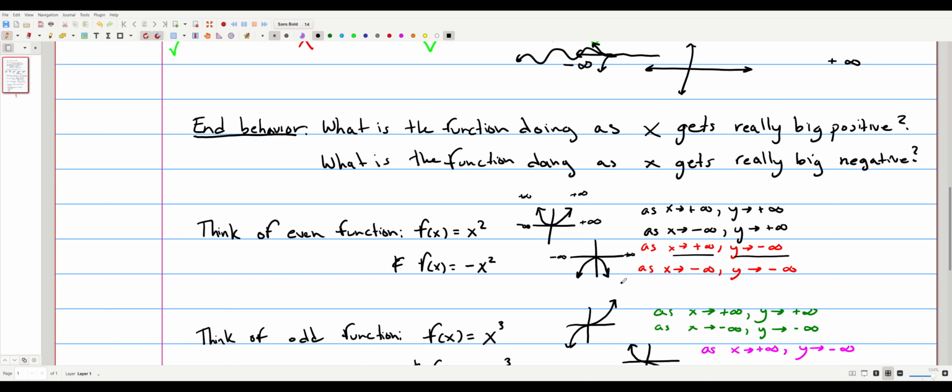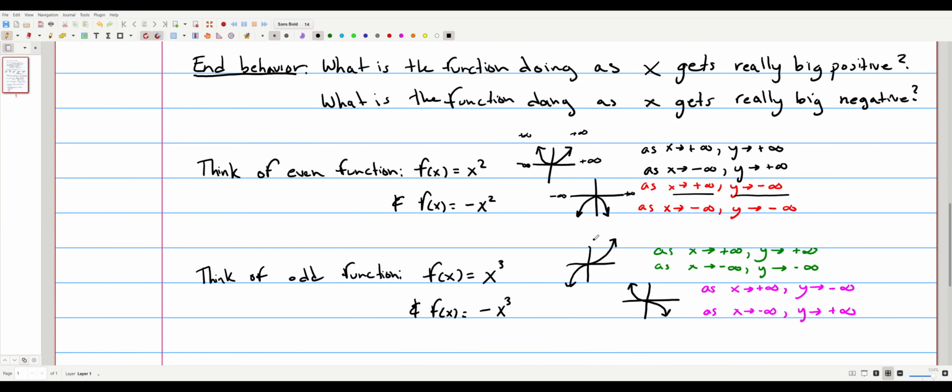So anytime you have an even function, you know that as x approaches positive infinity, it's going to be up. As it approaches negative infinity, it's also going to be up. And if you have a downward facing even function, then the opposite will be true. So essentially, if you have an even function, your arrows, essentially your end behavior, for both the positive and negative side of the x-axis will be the same. They'll either both be facing up or both be facing down.